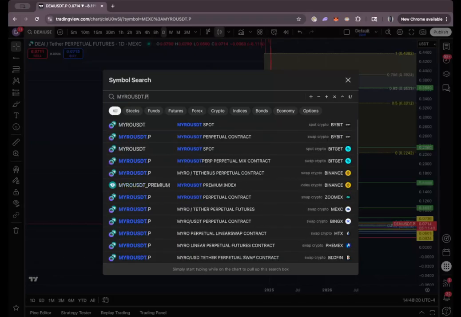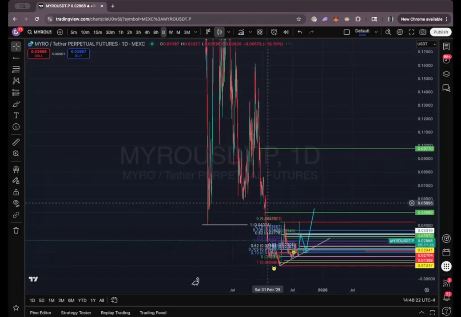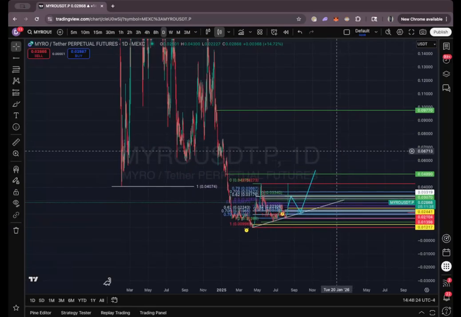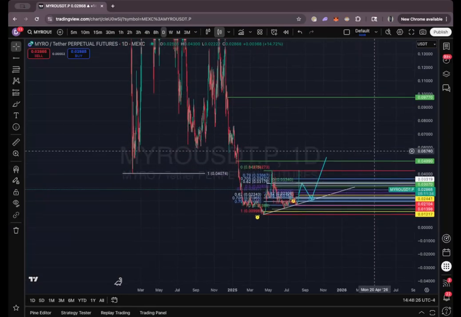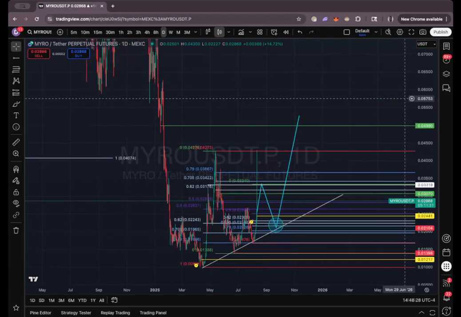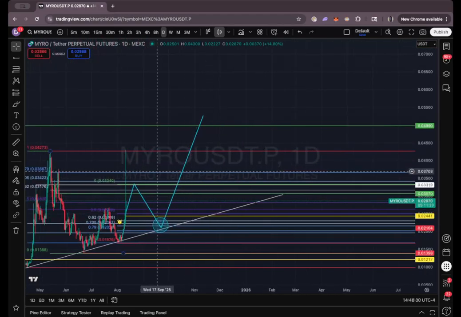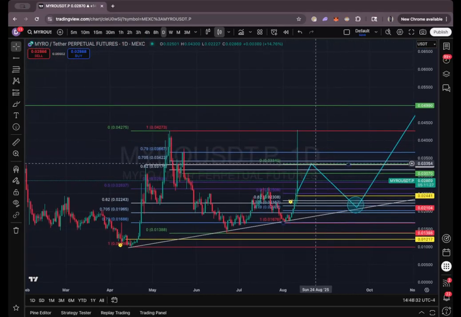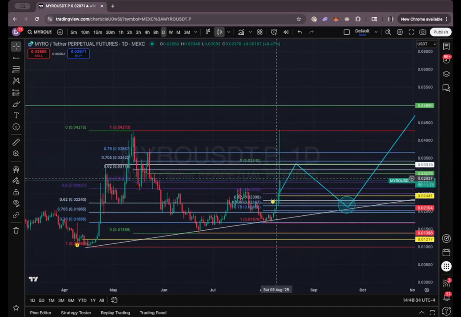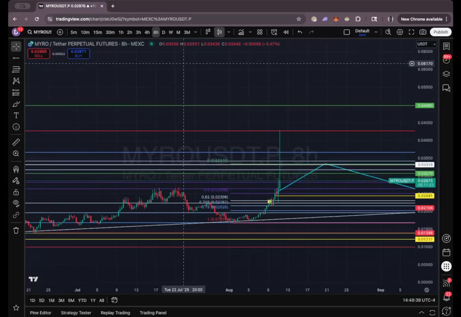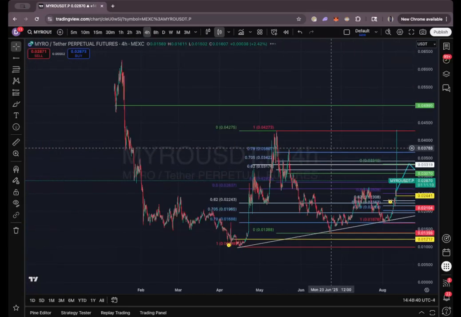Myro. Myro is the other M name that I'm running on my secondary. This one just pushed a high. I'm tracking it on my secondary a little bit. And this one also cleared this range. Even the daily close here is also super bullish. Not going to close it quite yet on my secondary.